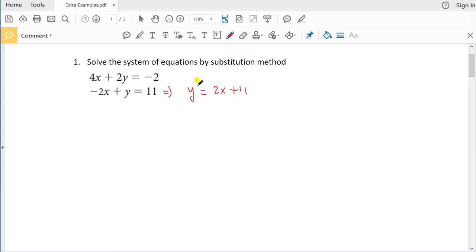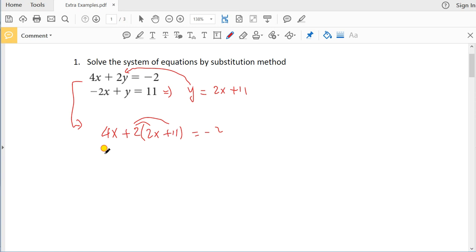Now once you get y equals 2x plus 11, or y in terms of x, we substitute this into the other equation anywhere we see y. So I get my second equation, 4x plus 2y, and y now is 2x plus 11, and that is equal to minus 2. And now the third equation has one variable, which you can solve for x easily, right?